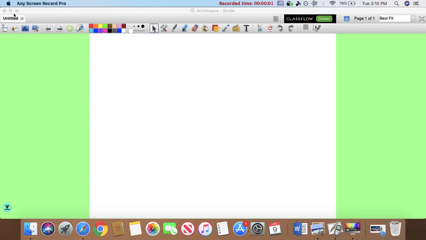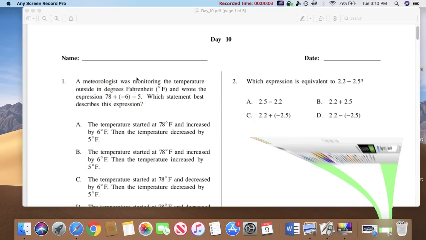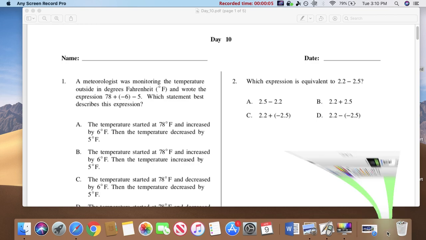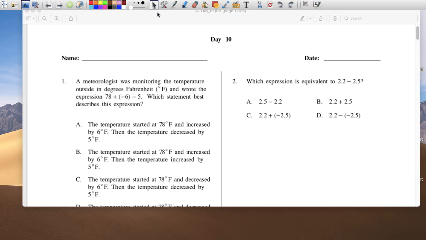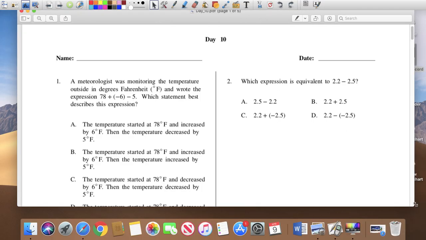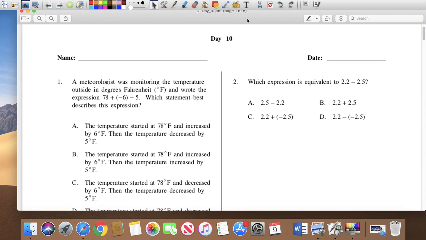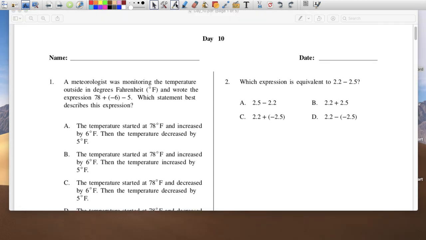Day 10, I think. Yep. No. Yes. No. Yeah, Day 10. Do I need a calculator? Hopefully not. Let's get this started.